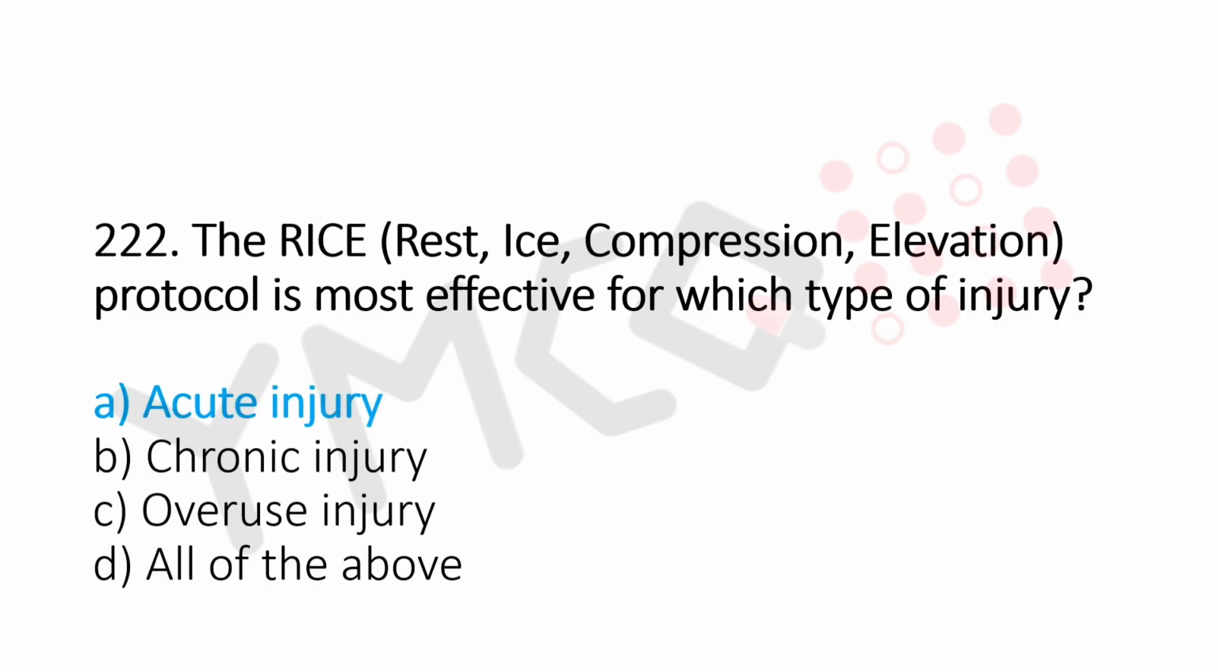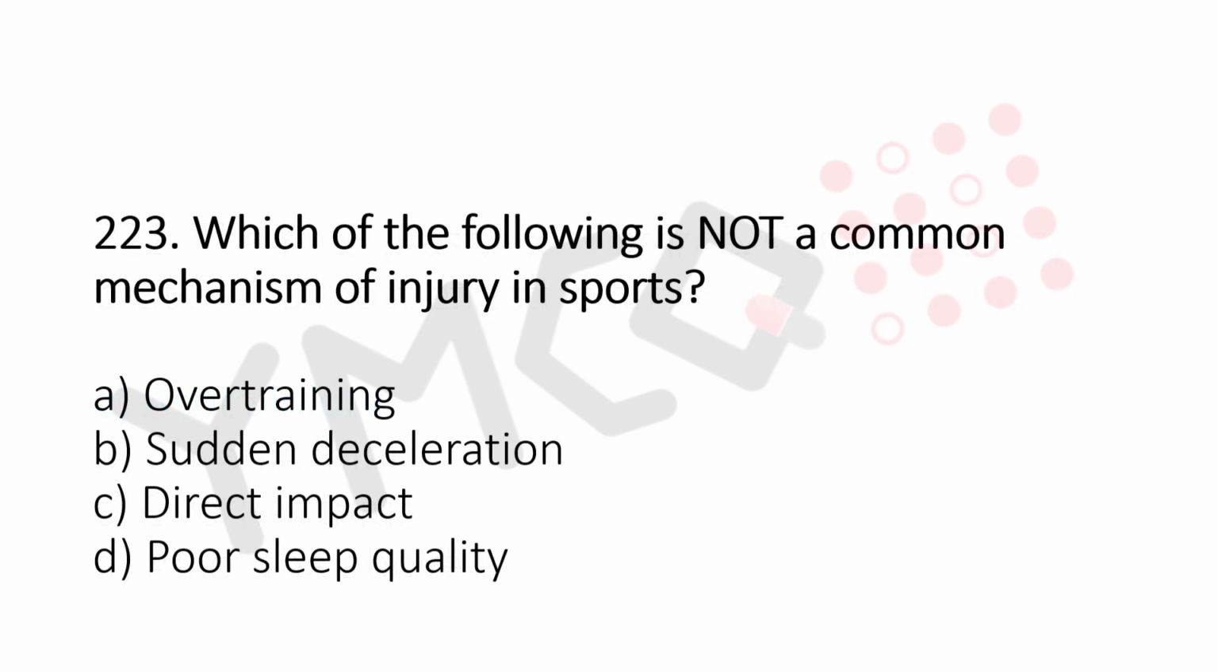Now let's move to question number 223. Which of the following is not a common mechanism of injury in sports? Option A, overtraining. Option B, sudden deceleration. Option C, direct impact. Option D, poor sleep quality. And the answer is option D, poor sleep quality.